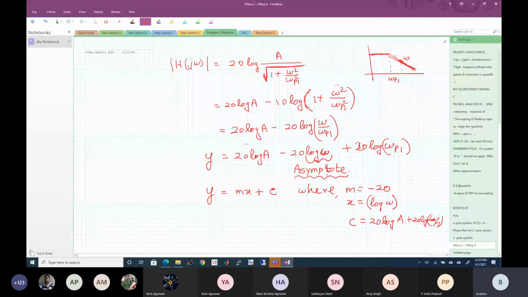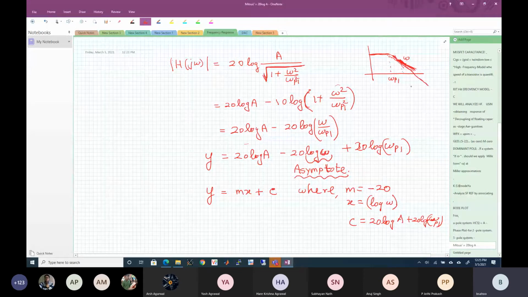Okay. So basically, it won't be exactly 20 dB. It will be 20 dB at a much higher frequency, minus 20 dB per decade at a much higher frequency. Okay. So that is what will come out that you will get. Does it answer your question?